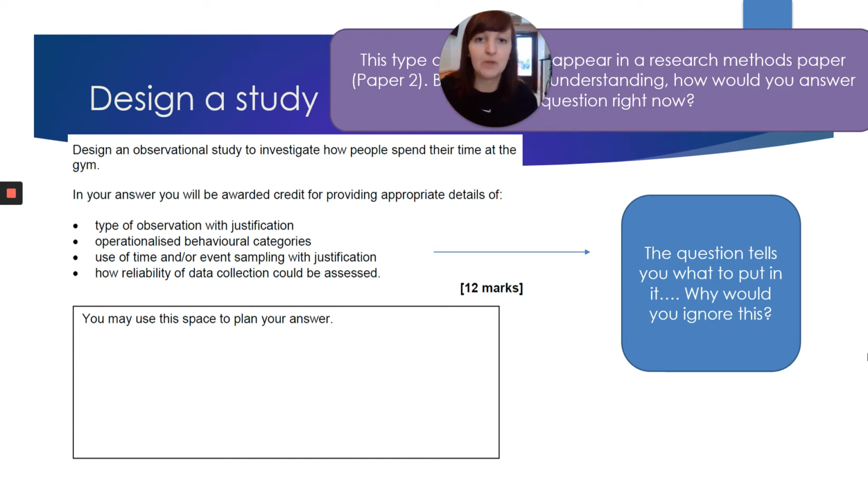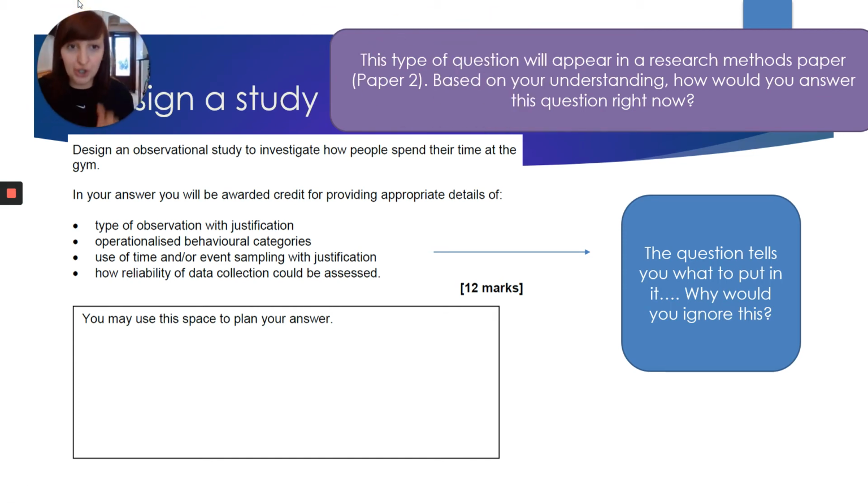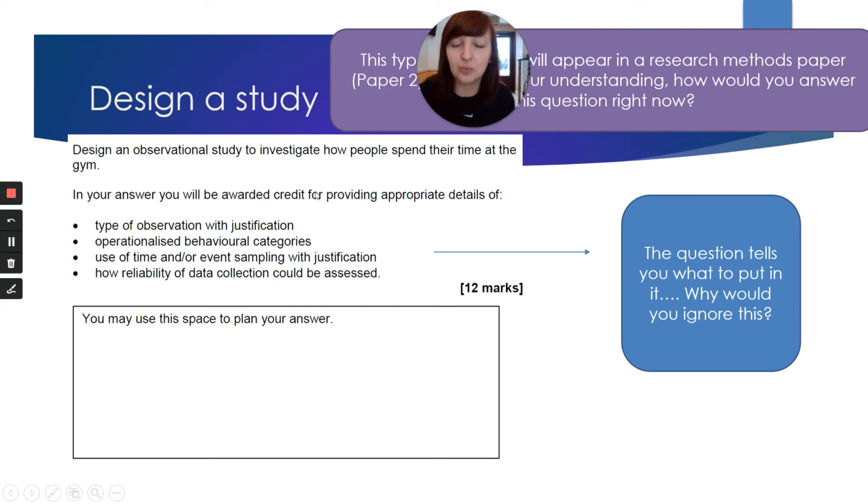This is the meatier bit in research methods, which is about you having to design your own study and kind of think for yourself. So it's on paper 2. It's usually at the end, 12 marks long always, and always laid out like this. So you'll have 4 bullet points that they want you to talk about. So here, design an observational study to investigate how people spend their time at the gym. In your answer, you'll be awarded credit for providing details of. Do not write about anything else except those 4 bullet points, because you'll get no credit.